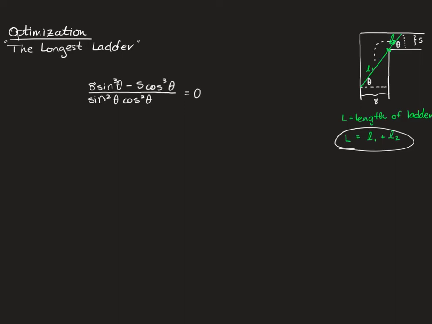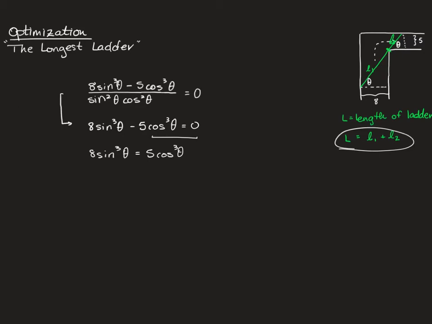If a fraction is equal to 0, then its numerator is equal to 0. So I can take this expression I have here and rewrite it this way. 8 sine cubed minus 5 cosine cubed equals 0. And then if I add 5 cosine cubed to both sides, I get 8 sine cubed theta equals 5 cosine cubed theta.